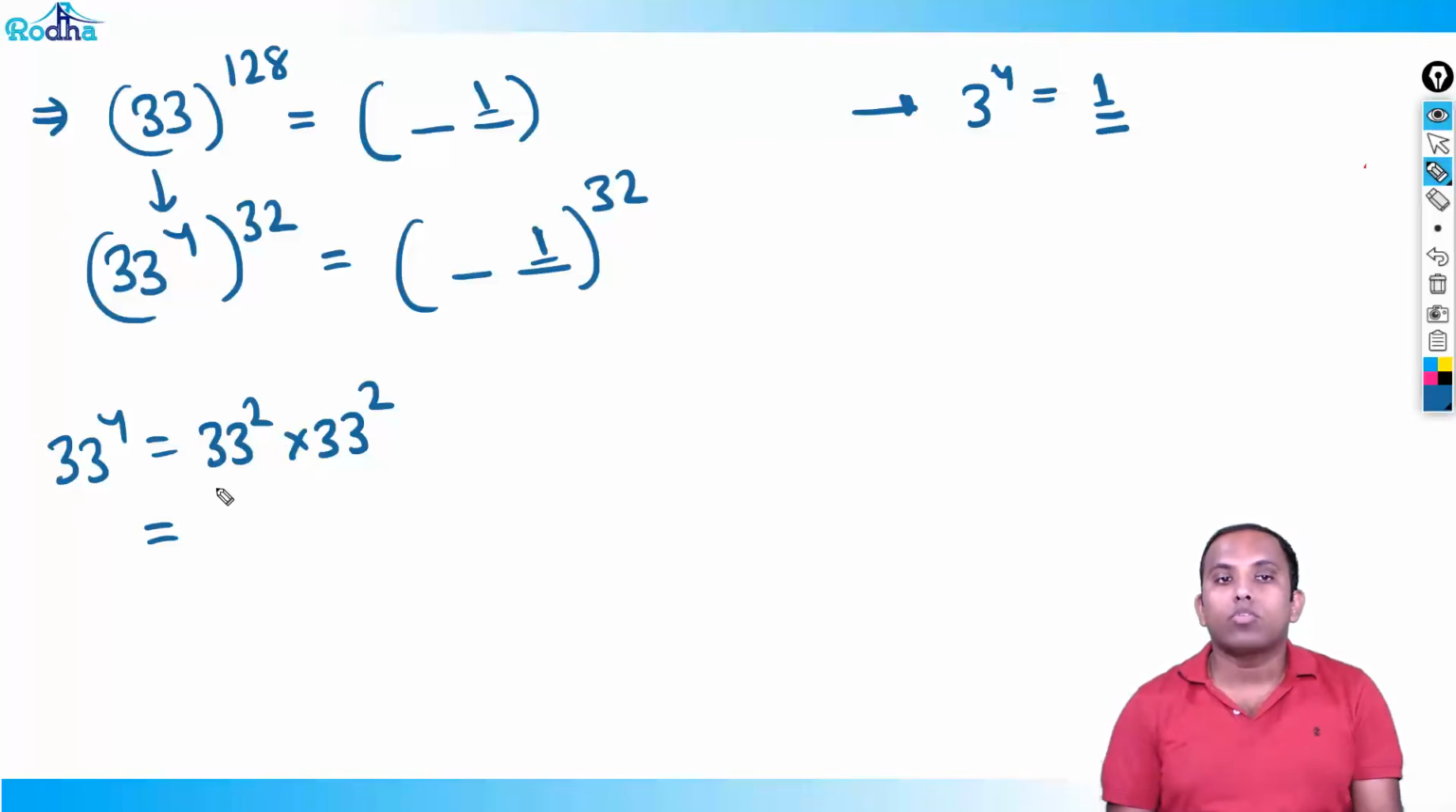So 33 square, last two is what? Same as 17 square, that is 289. So what is the last two? 89. So 89 into 89, that is 89 square here, right? Now what is 89 square? Its last two will be same as 11 square.